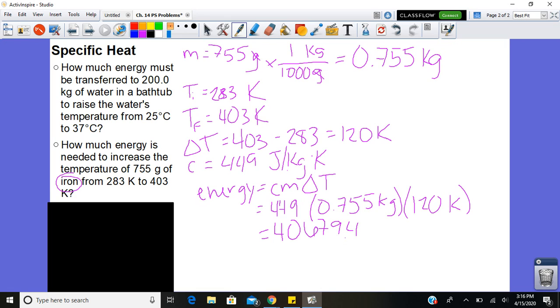40,679.4 joules. We need to do sig figs. My mass has 3, my initial temperature has 3, my final temperature has 3, my specific heat has 3, so my answer should have 3. So my final answer is going to be 40,700 joules.